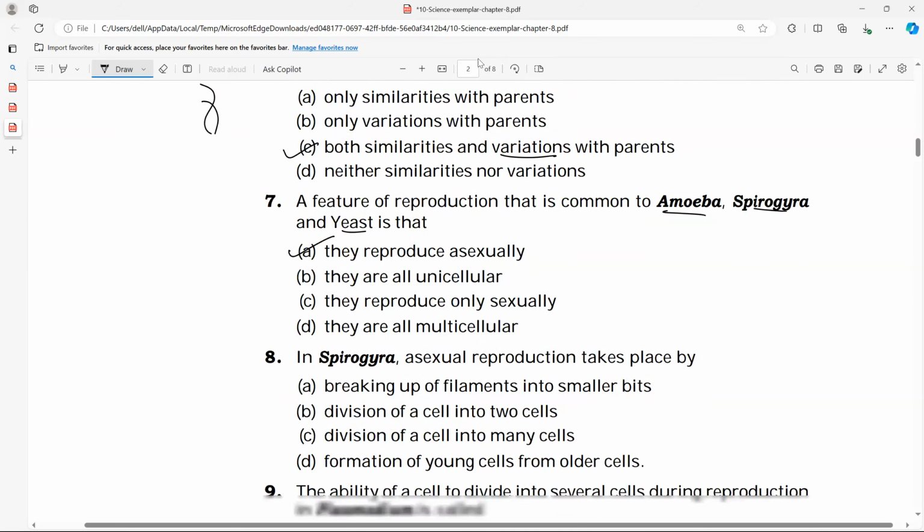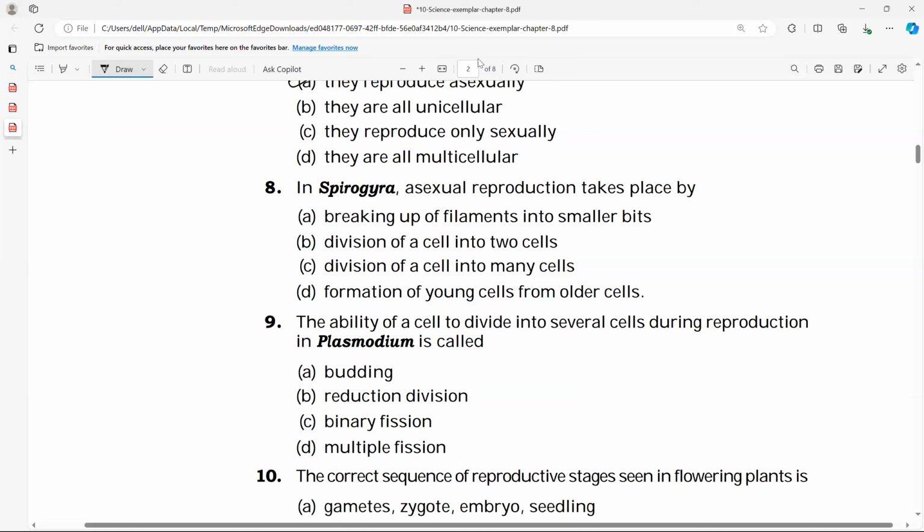Next, Spirogyra. In Spirogyra, asexual reproduction takes place by breaking up of filaments into smaller bits. Actually, Spirogyra is a multicellular organism which has the same body design and repetition of same body patterns after regular intervals. When it gets mature, these are called fragments. These fragments get separated and each part behaves as a separate individual. So breaking up of filament into smaller bits, A, is the correct option.